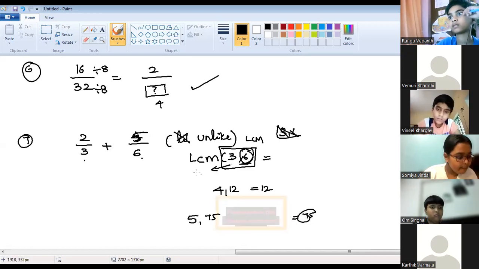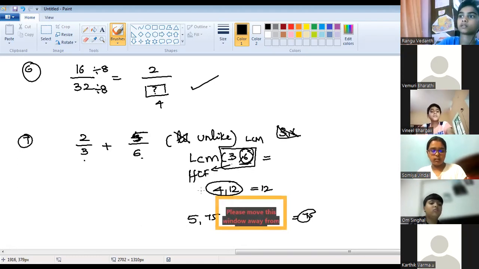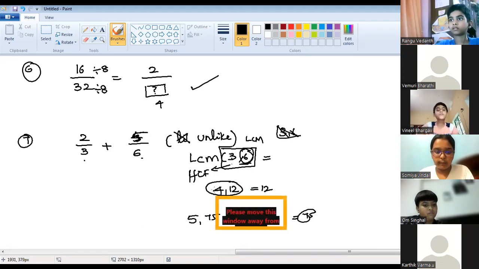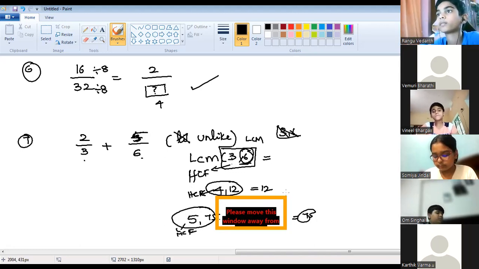So which is the least number in this case? 3. What is the least number in this case? 4. Which is the HCF here? 4. In this last case, what is the HCF here? 5. Very good. These things you are supposed to remember. In some cases, no need of doing LCM.